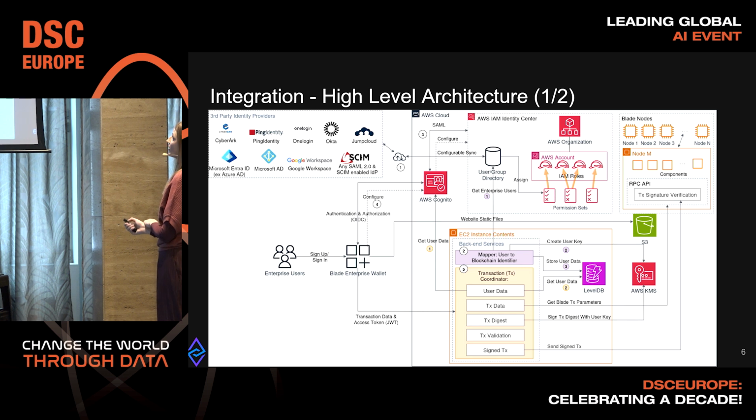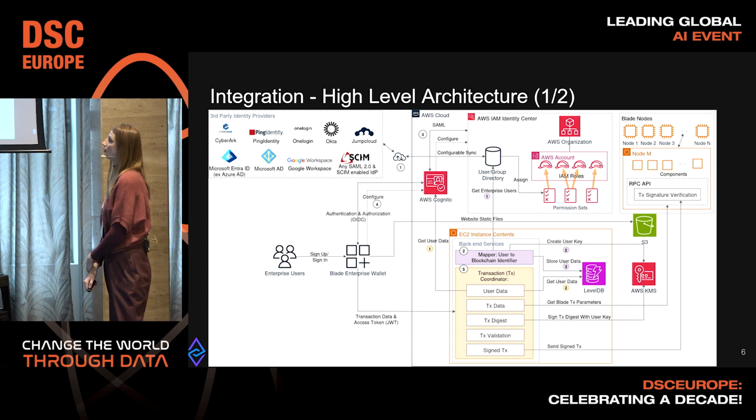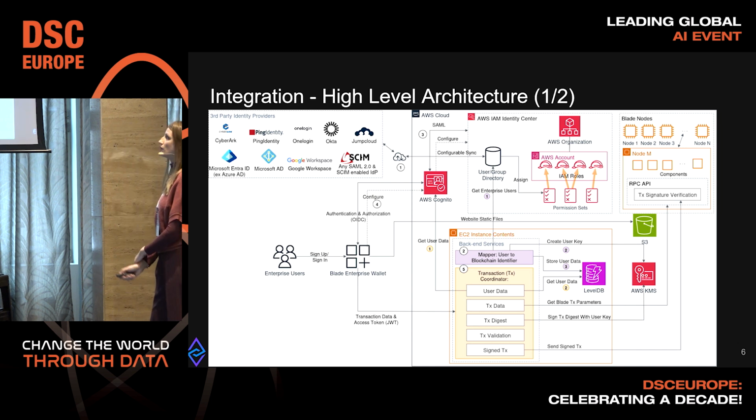On the other side, we have AWS where Blade blockchain is hosted. So how can we join these together? The first thing is to integrate somehow the users of the enterprise ecosystem into AWS. For that purpose, we have used integration between a third-party identity provider and AWS IAM Identity Center.